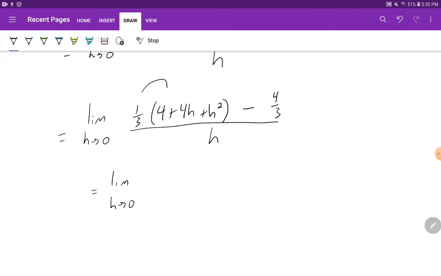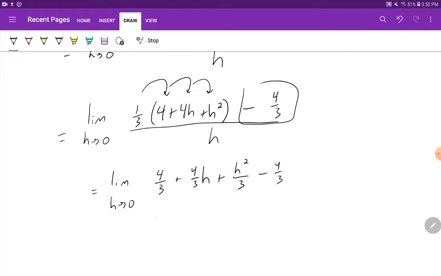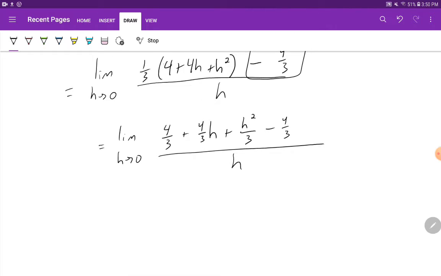I'm going to distribute the 1/3 in. I get, ooh, look at that, a positive 4 over 3, plus 4 over 3h plus h squared over 3, and then I can't forget about the minus 4 over 3. This is all over h. This then becomes, 4 over 3's cancel out, which is nice.